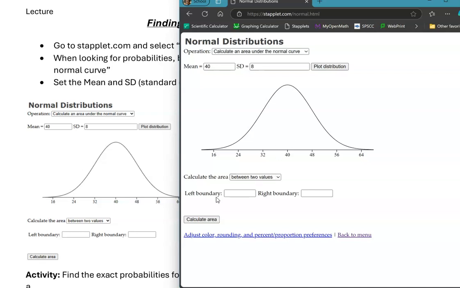And then down here at the bottom, we can start calculating different areas. So we can go for an area between two values, to the left, to the right, and then outside of a region. And then all we need to set are these boundaries, which I also call cutoff values every now and then. It's what's going to cut off the area that we're finding.